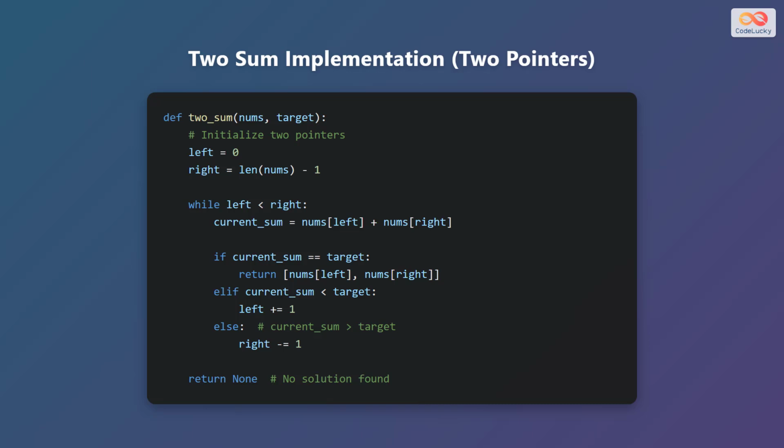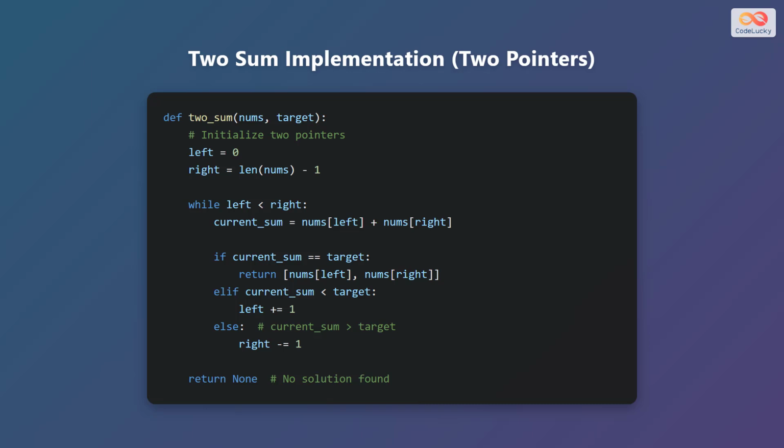Then we enter a while loop that continues as long as the left pointer is less than the right pointer. Inside the loop, we calculate the current sum by adding the values at the left and right pointers. If the current sum is equal to the target, we found our pair, and we return it as a list containing the two numbers. If the current sum is less than the target, we need to increase the sum, so we move the left pointer one step to the right.